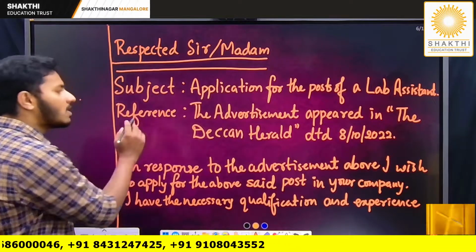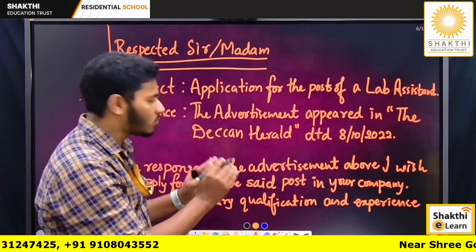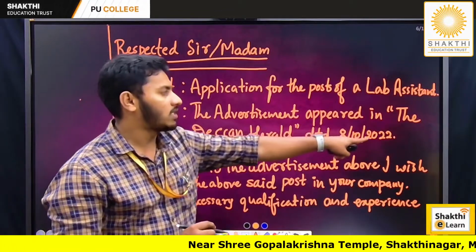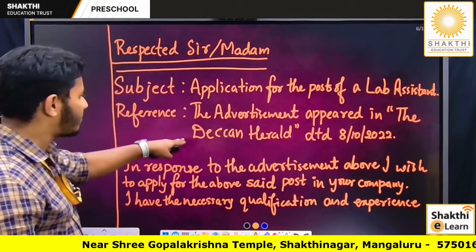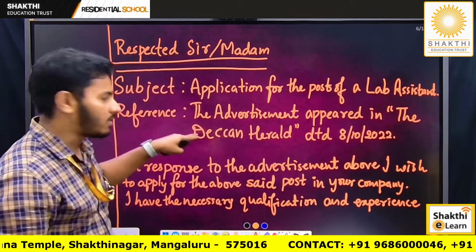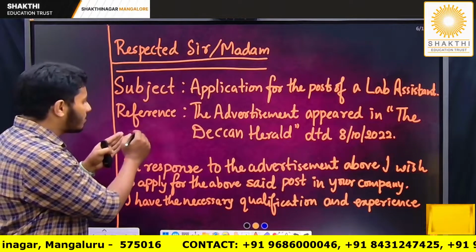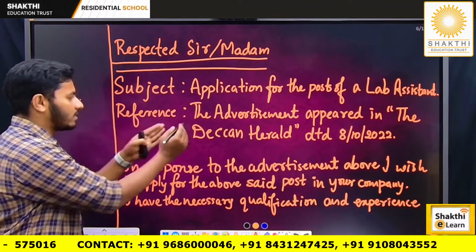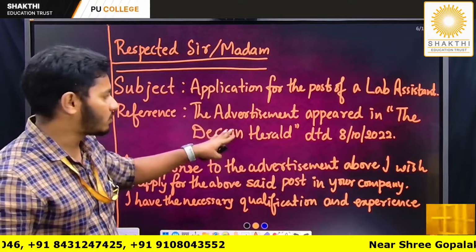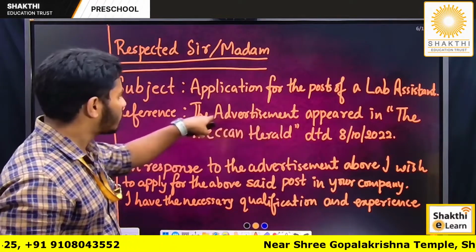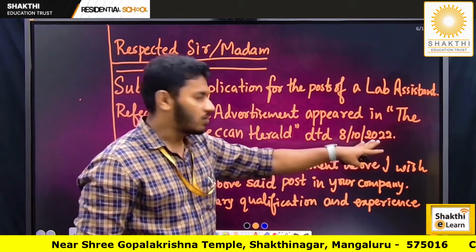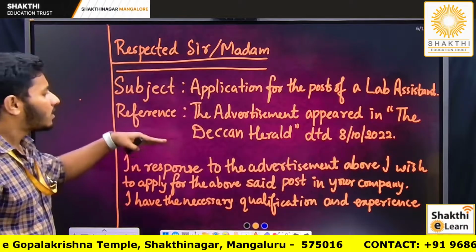Here, reference means how exactly you came to know about this particular job. So here it is mentioned: the advertisement appeared in the Deccan Herald dated 8/10/2022. So this is how we have to write the reference. When you are writing this reference, or the subject for that matter, we should not continue below whatever is written. So we have to leave the space, and from here we have to continue, so that it actually looks very impressive. That is the reason we have to continue in this manner. So you have to write properly: the advertisement appeared in the Deccan Herald dated 8/10/2022. So this is how we have to mention the reference, and after that again we have to leave a line.